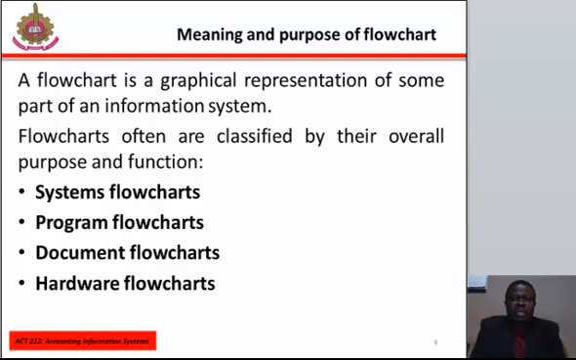Likewise, we have document flowcharts. As you might expect, they show the various documents involved in a system. They also portray the procedures performed on those documents. So, for example, a document flowchart might show your federal income tax return from the time you received a blank form through its eventual disposition with the Internal Revenue Service.